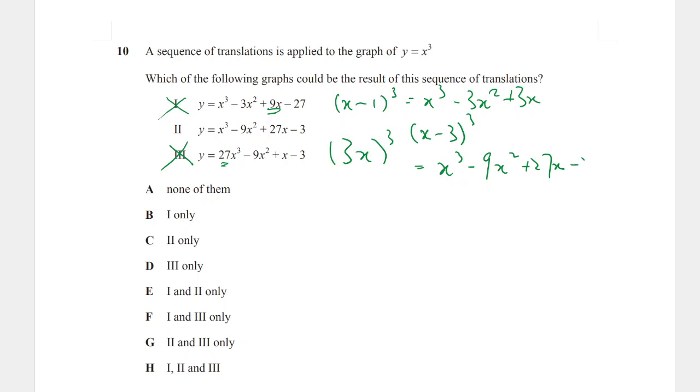The last term is negative 27. And you might say, hey, the last term doesn't match. But then remember, I can adjust the last term using a y translation. I can move the graph up and down to adjust the constant at the end. So for example here, I can move the graph up by 24 units. If I add 24 here, then I'll get the polynomial in the second cubic. So therefore 2 is possible. So therefore the answer is C, 2 only.